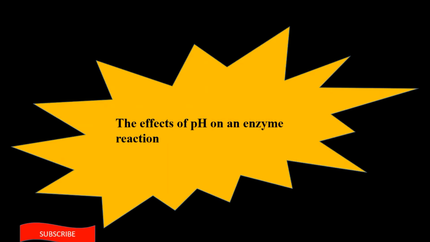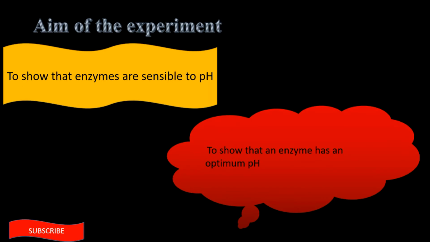Our lesson for today is the effects of pH on an enzyme reaction. In the previous lesson, we looked at the effects of temperature on enzyme reactions. If you haven't watched that video, please follow the link in the description box below. What is it that we want to achieve by the end of this lesson?